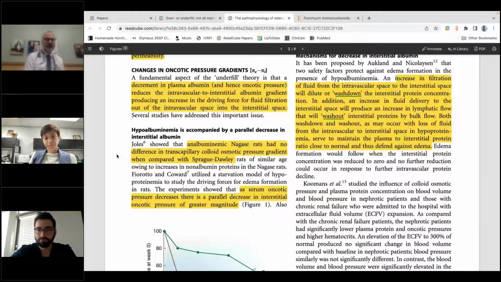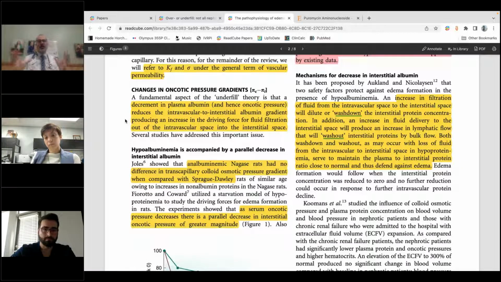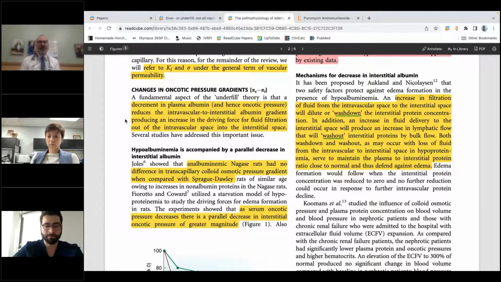All right, so let's start going through those features. The first and the big one is the change in the oncotic pressure, and this is the crux of the underfill theory. That's low plasma albumin, and albumin being the main determinant of your colloidal oncotic pressure. So low albumin, low COP. That reduces the gradient of oncotic pressure between the interstitium and the intravascular space. The interstitium has a higher oncotic gradient, and that's going to pull water in. So that is the main theory behind it.